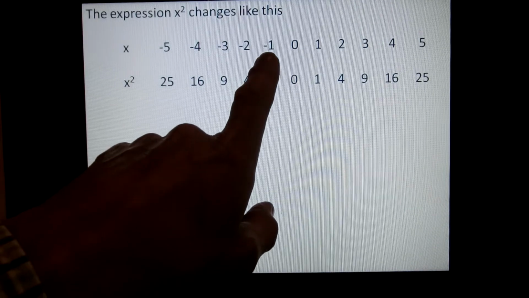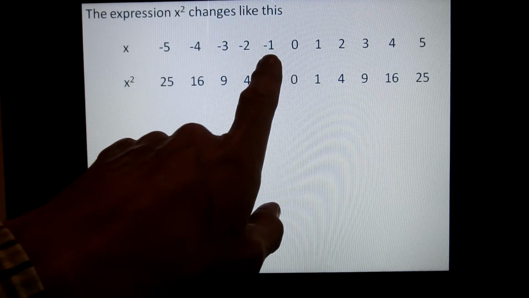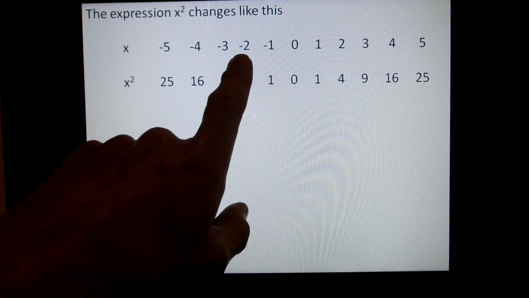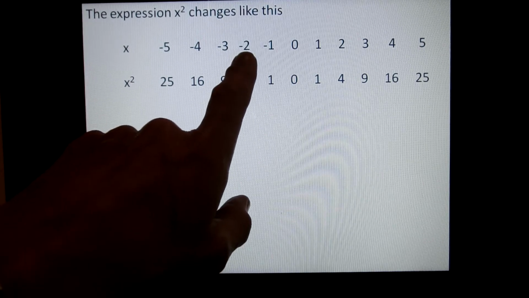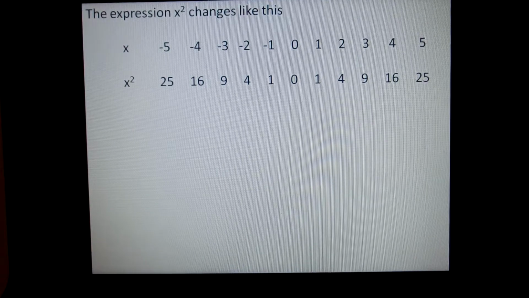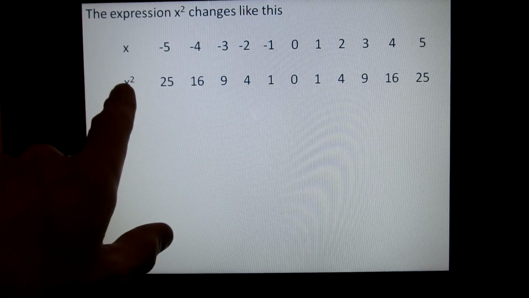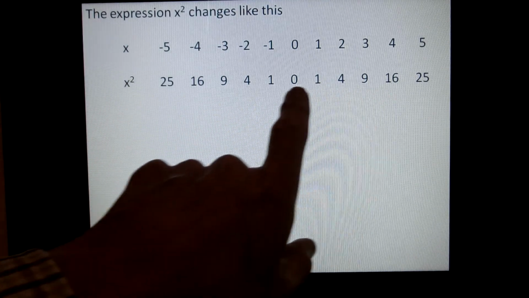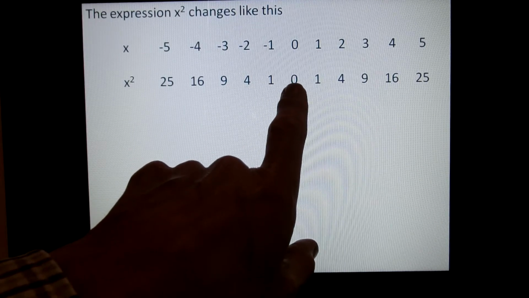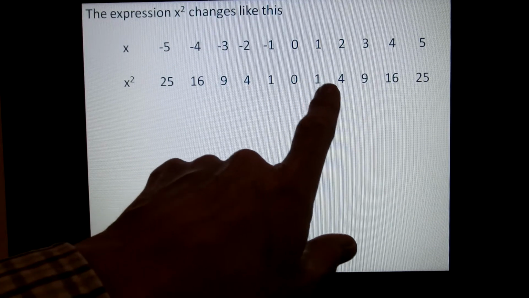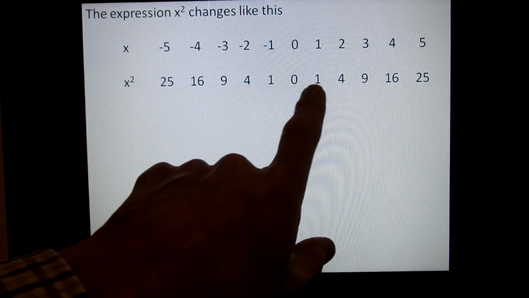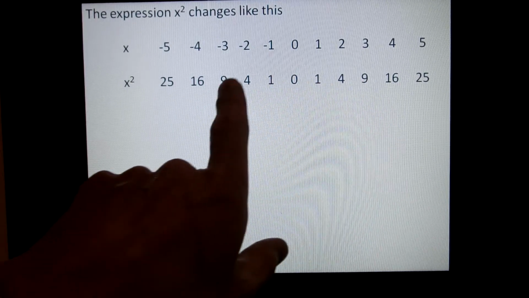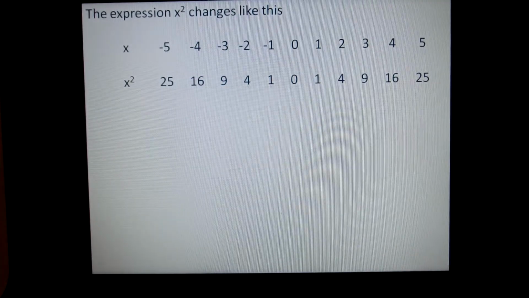Remember that if you take negative 1 and you square it, negative 1 times negative 1 is positive 1. Negative 2 squared, negative 2 times negative 2 is positive 4, because a negative times a negative is a positive result. So what we have here is the value of this expression changes. It has a low point, its lowest value is 0, but then it's symmetrical either side of that. It goes up this way and up this way, 1, 1, 4, 4, 9, 9, 16, 16, and so on.